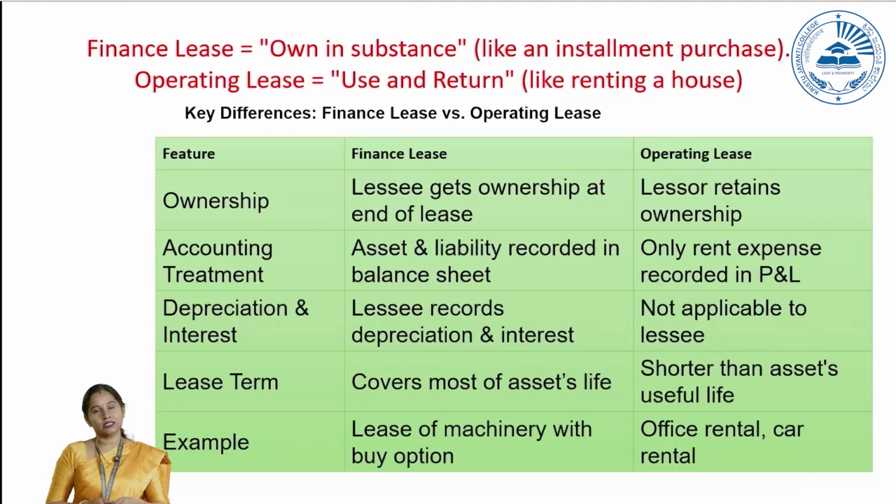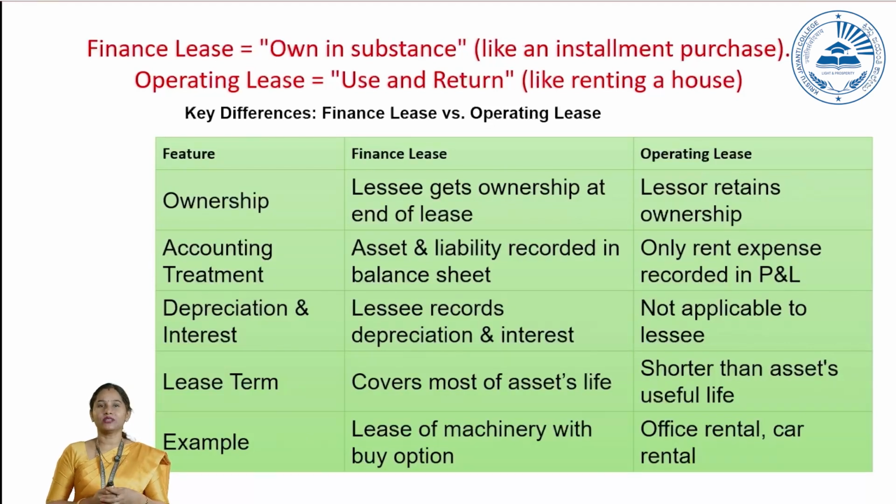Operating lease means use and return, like how we have taken a rented house. Once our purpose is done, or after a certain number of years, we need to return the property to the particular owner. Until then we have a right to use and we can enjoy the particular property.